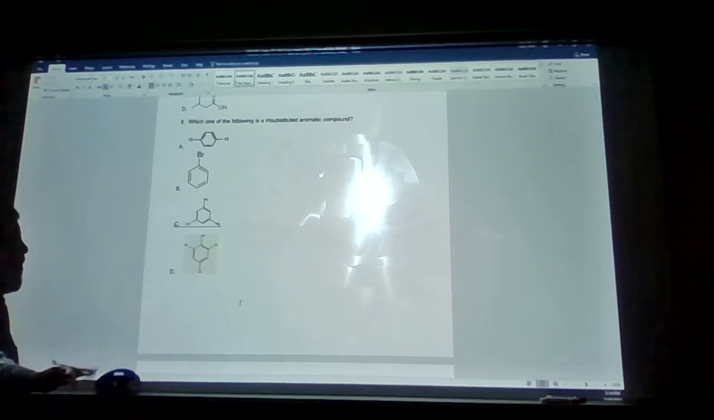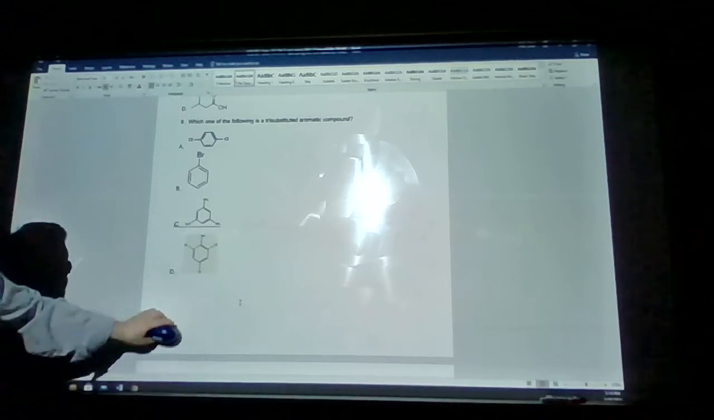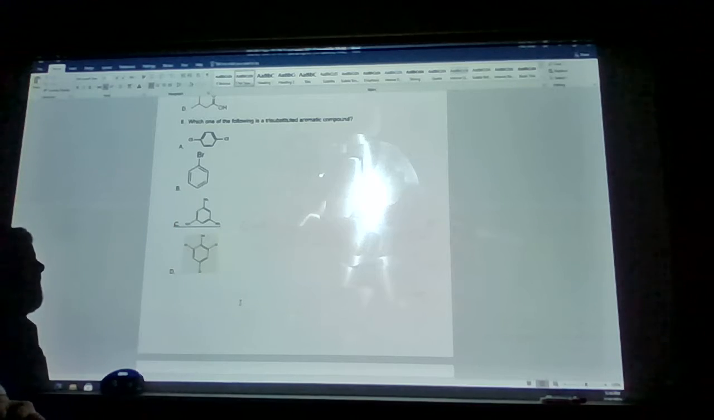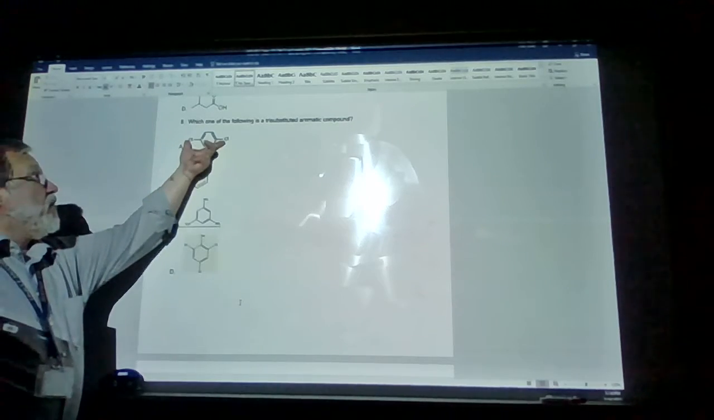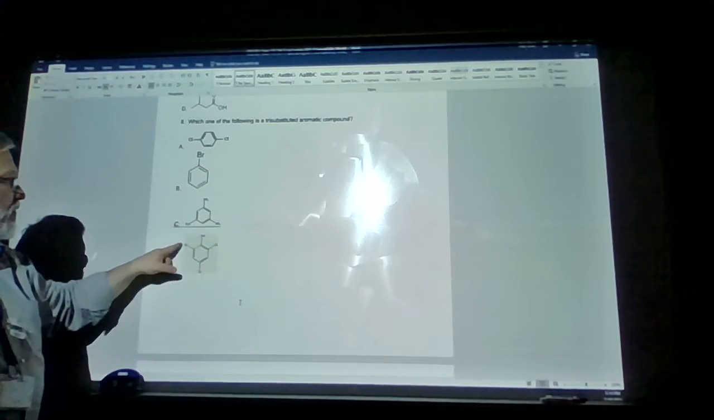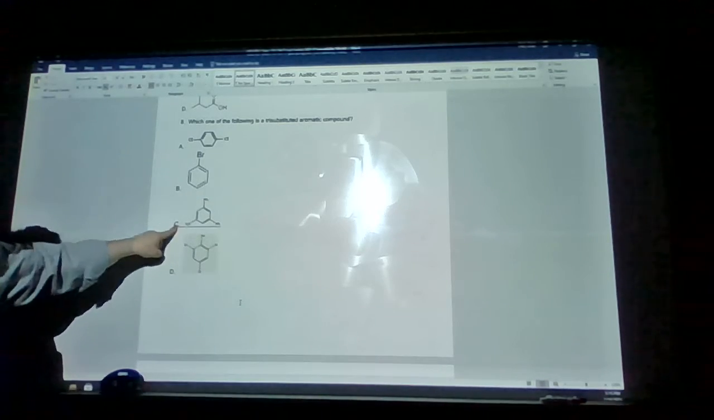Of these compounds, which is a tri-substituted aromatic? Again, the aromatics are those 6-membered ring systems that have the alternating single and double bonds. Tri means 3. Substituents, pieces of spinach. So which of these 4 compounds only has 3 things hanging off the aromatic ring? Well, there's 2 there, there's 1 there, there's 1, 2, 3, 4 things there. 1, 2, 3. So 8 is C.